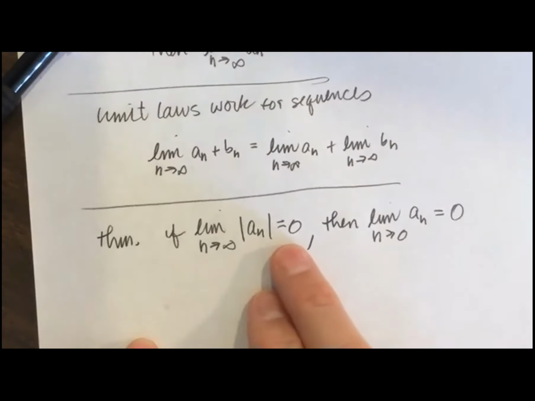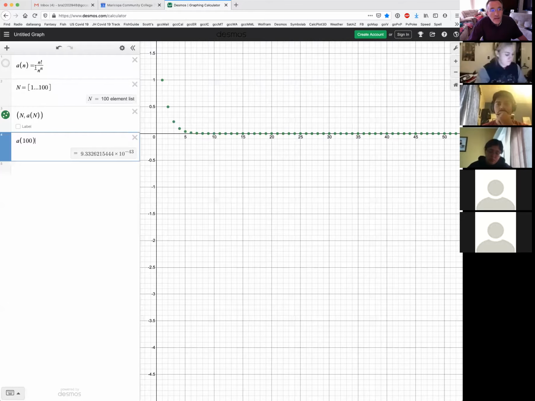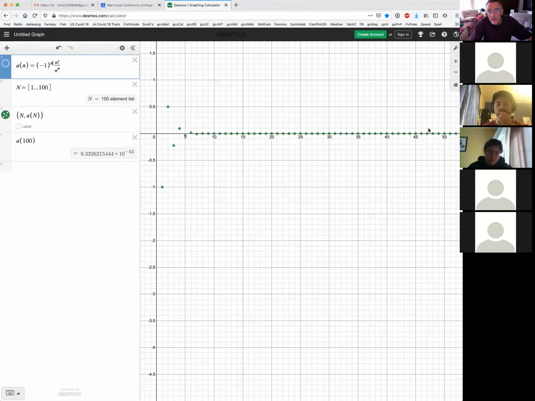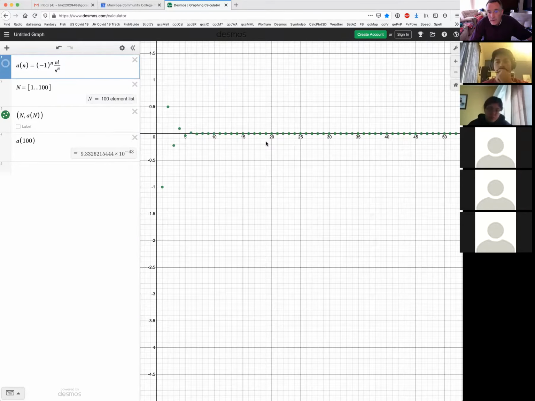This sequence has to be going to 0. Let me go back and see if I can show you that one again in Desmos. We had an alternating sequence. What if I put a (-1) to the n in front of this? Now what's it do? Check it out. Up, down, up, down, up, down. Where's it going? 0. Yeah, that makes sense, doesn't it? It's alternating and going to 0.